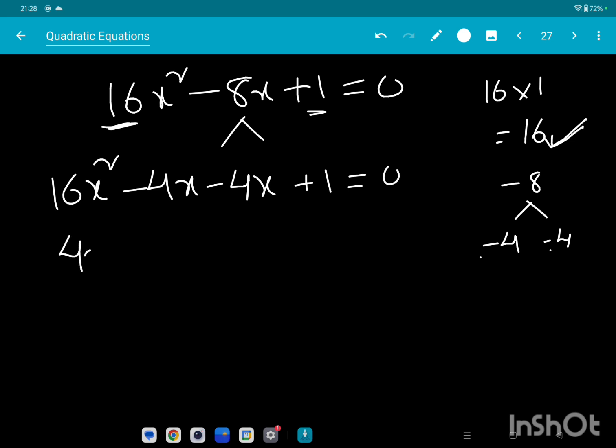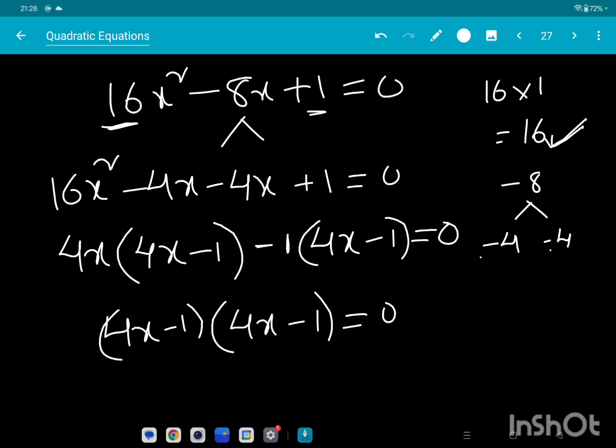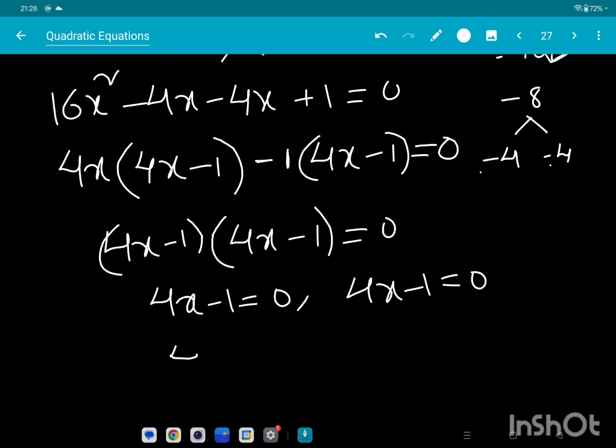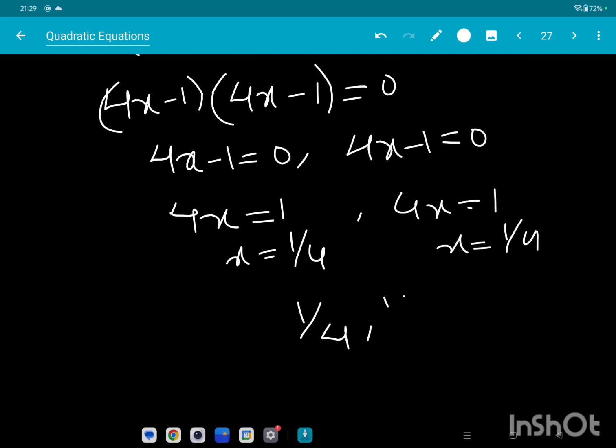If I take 4x as common, then what are the remaining terms here? Here the remaining terms are 4x minus 1. And if I take minus 1 as common, then the remaining terms will be 4x minus 1 is equal to 0. So if I take 4x minus 1 as common, then the remaining terms are 4x minus 1. So here the values of x: 4x minus 1 is equal to 0, comma 4x minus 1 is equal to 0. So we can write it as 4x is equal to 1 and the x value is 1 by 4. And here also 4x is equal to 1 and x is equal to 1 by 4. So 1 by 4 and 1 by 4 are the roots of this equation.